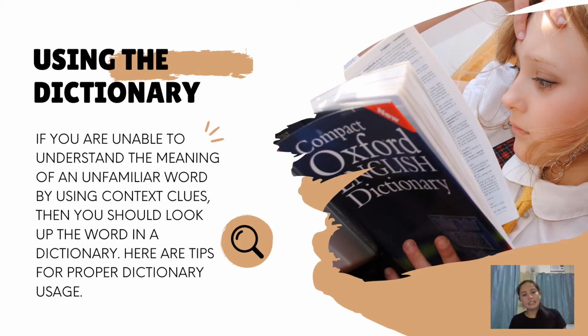So using the dictionary, if you're unable to understand the meaning of an unfamiliar word by using context clues. Yes, we are designed to define the meaning of the word by the context in which it was used in the sentence, diba? But if you find it really hard to understand, because sometimes there are no clues in a certain sentence, then it's about time that we use a dictionary. Okay, so here are some tips for proper dictionary usage.